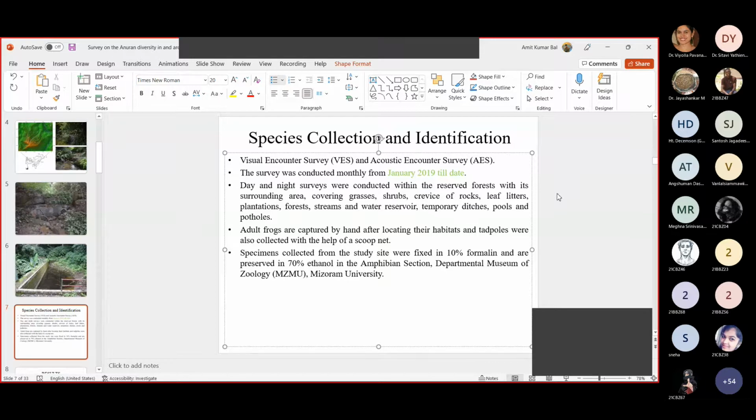Adult frogs are captured by hand after locating their habitats, and tadpoles were also collected with the help of a scoop net. So the collected specimens were fixed in 10% formalin and are preserved in 70% ethanol in the Amphibian Section, Departmental Museum of Zoology, Mizoram University.